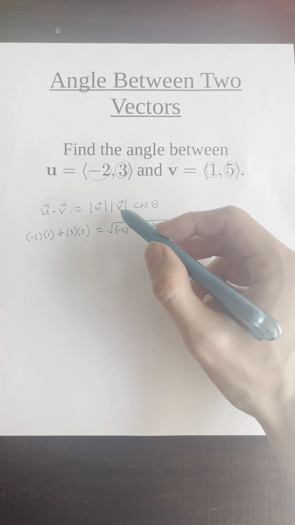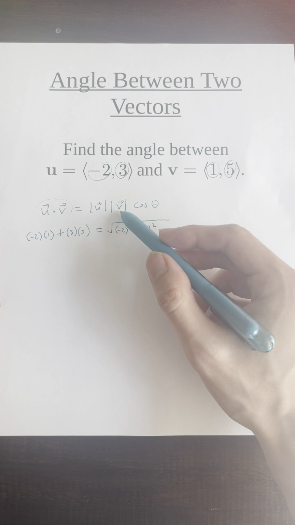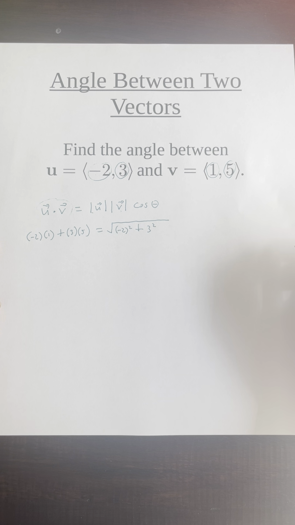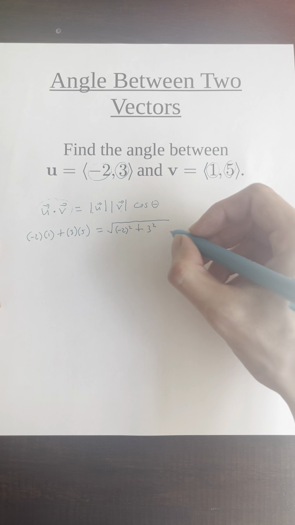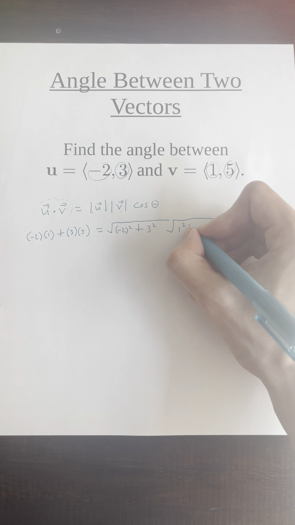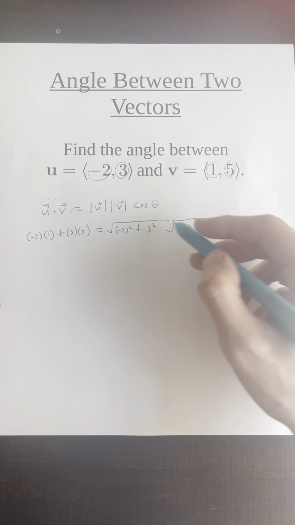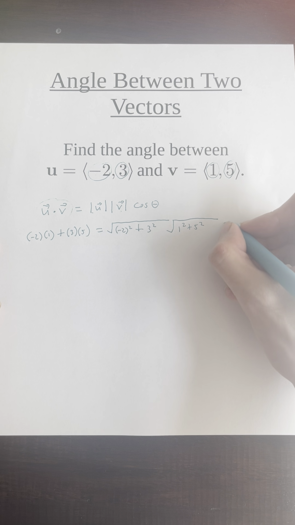Okay, and what would we get if we did the same thing to find the magnitude of vector v? Well, it would be the square root of 1 squared plus 5 squared. Okay, and then we also need to put a cosine theta.